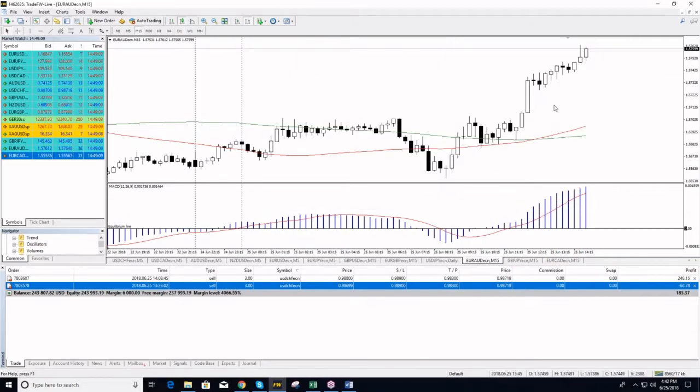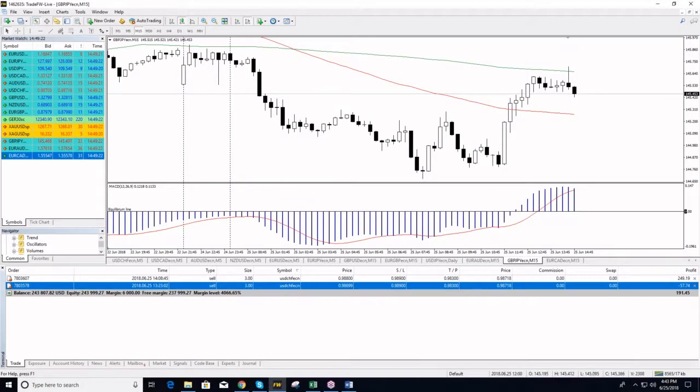Euro is climbing all the way. I need a good correction. Maybe tomorrow is a good time to trade euro, but definitely not today, because already the move has been made, and as my policy, I never chase the markets.